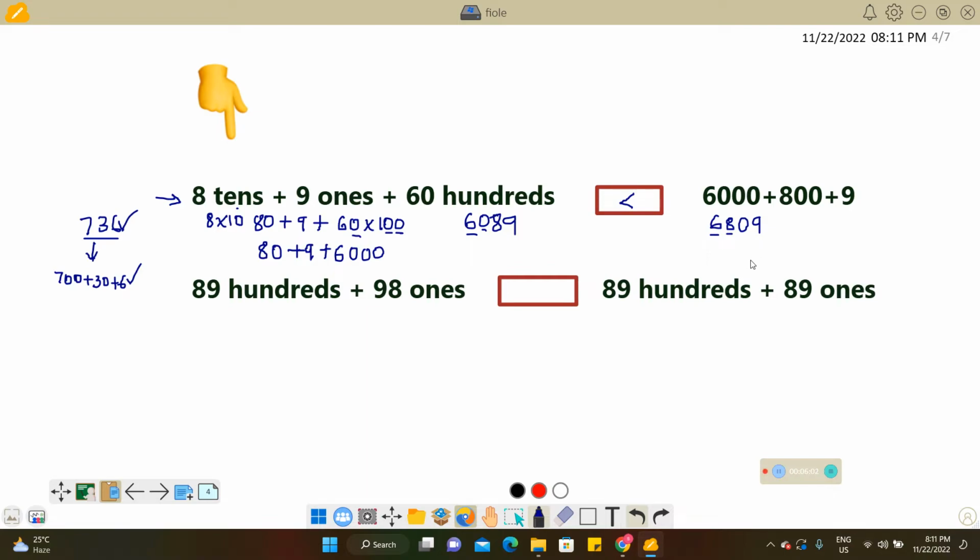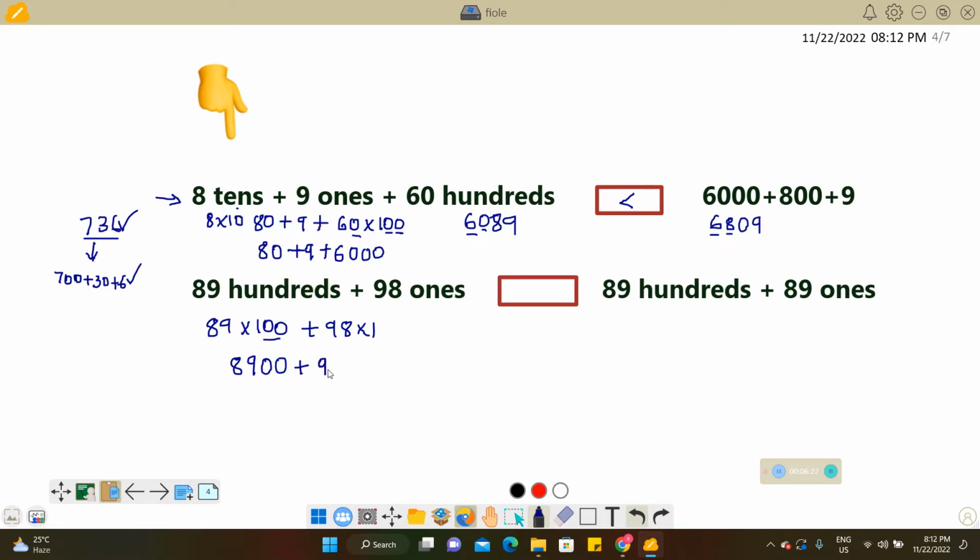This is how we need to compare. Now let's take the other example. They said 89 hundreds and 98 ones, which is nothing but 89. How many zeros? We have to just add the zeros at the end of the number. 89 hundreds is nothing but 8900.